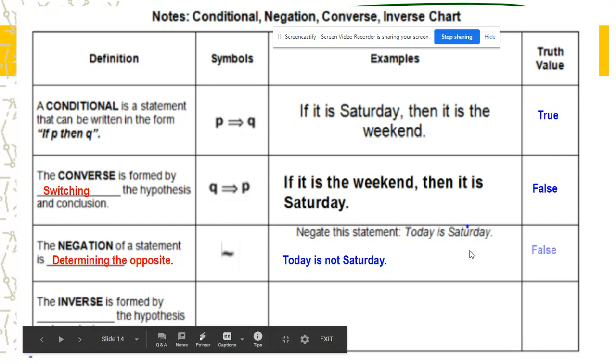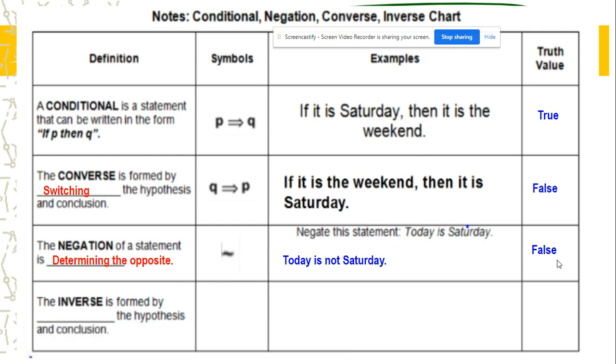Today is not Saturday. All right. So today is not Saturday is true. We negated it and made it true. Today is Saturday is false.